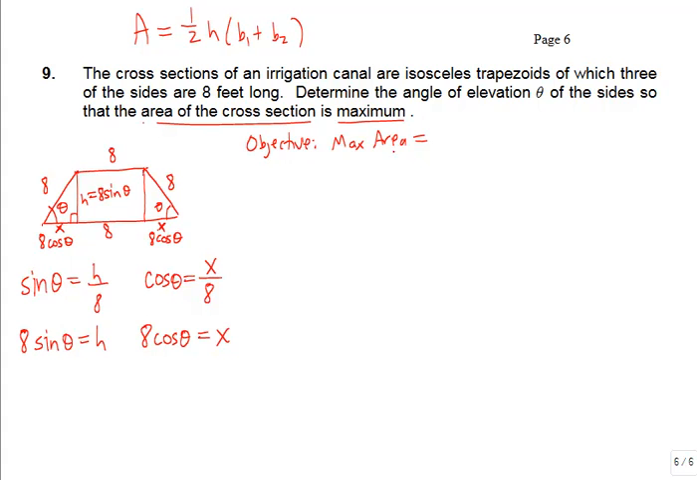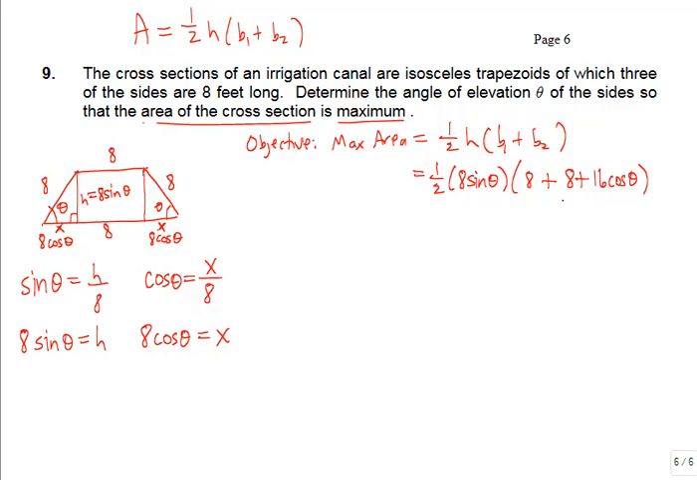So we're ready to write out our area formula. Our area formula, remember, is 1/2 height times base 1 plus base 2. And in this problem, our height h was 8 sine theta. Base 1 is this upper base, which has a length of 8, plus base 2 is this lower base, which is this middle 8 plus 2 of these 8 cosine thetas. So that would be a total of 16 cosine thetas. So we have the 8 from the middle plus the 16 cosine thetas on the sides. So there's our area formula.